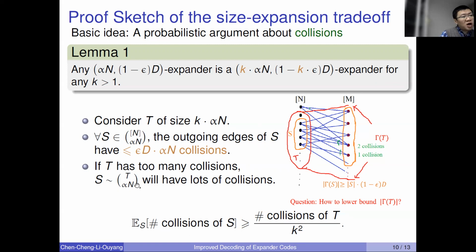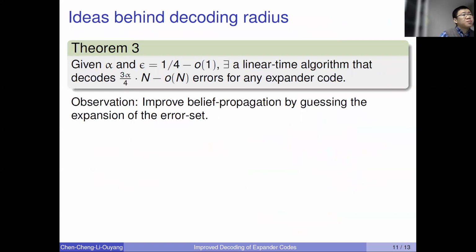Okay, so now I can plug the upper bound of the number of collisions of S on the left hand side. So this will help me upper bound the number of collisions of T, and that will give me the lower bound on the neighbors. That's basically the idea of this size and expansion trade-off. Actually, we have a better trade-off for larger K, say K greater than 1 over 2 epsilon, but I will not have time to discuss it here.